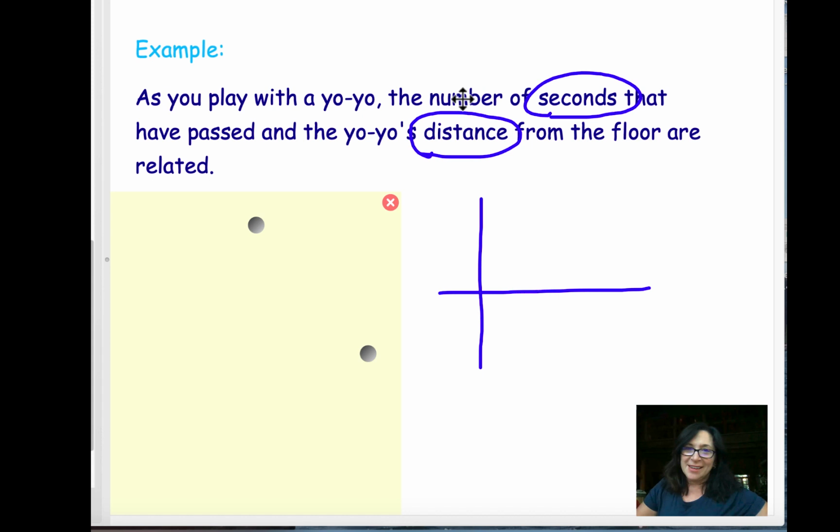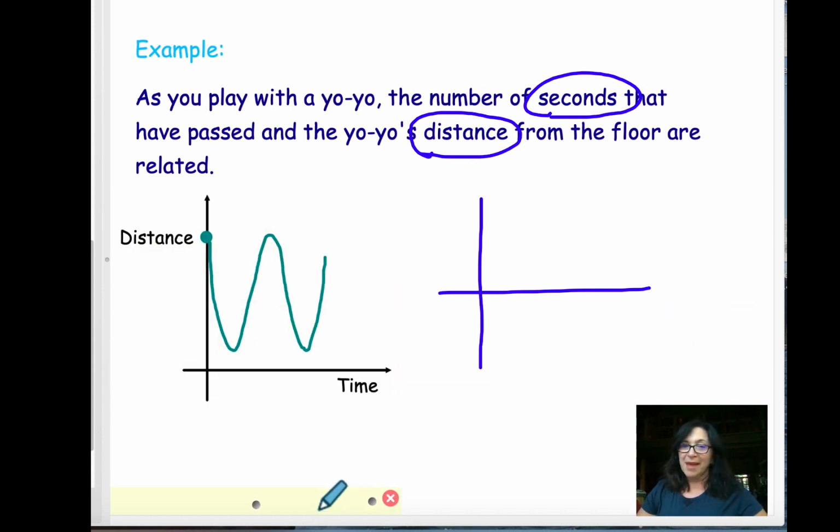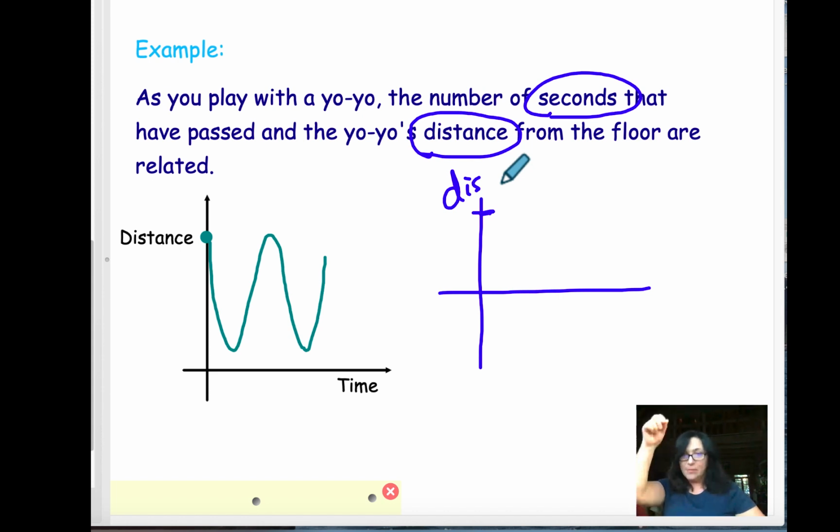Okay, so you're back. Hopefully, what you decided was in this problem that the distance was your dependent variable, because your yo-yo starts up high, and then you throw it down. That up there is going to start high, right? It's going to drop down, it's going to come back up.